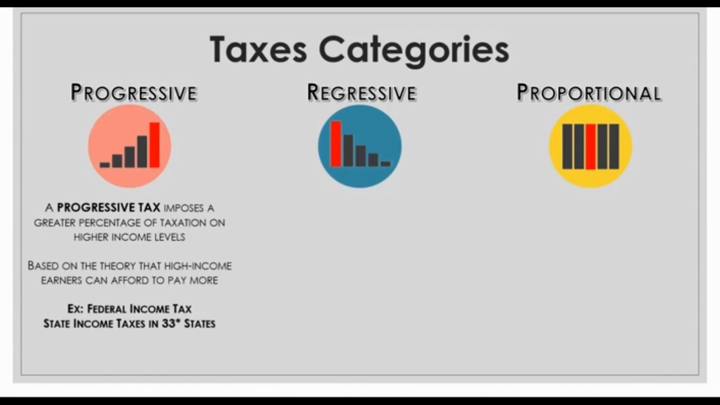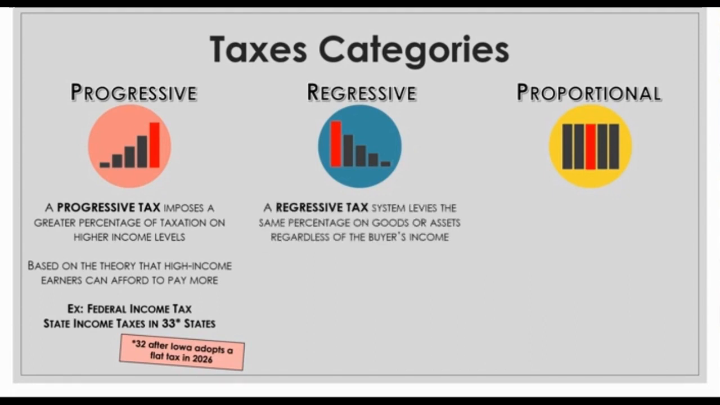33 states currently use a progressive system for their state income tax, though, as I mentioned last week, Iowa passed a law just a couple months ago that will transition from a progressive tax to a flat tax. So Iowa, when it converts to a flat tax in 2026, is actually going to take us down to 32 states. All right. So the opposite of a progressive tax is a regressive tax.